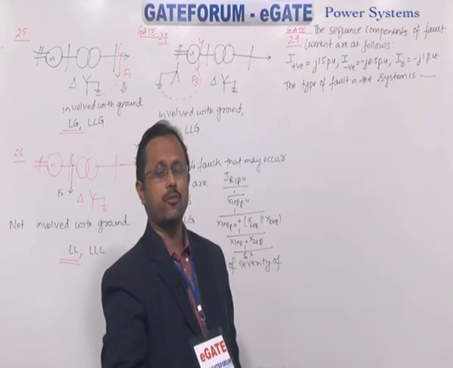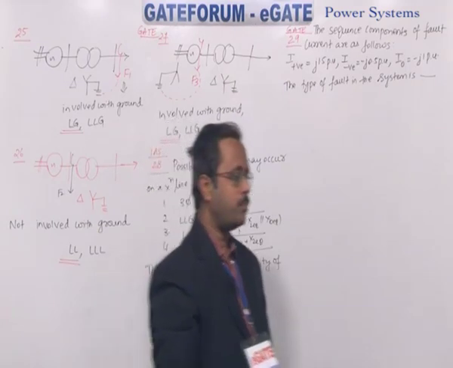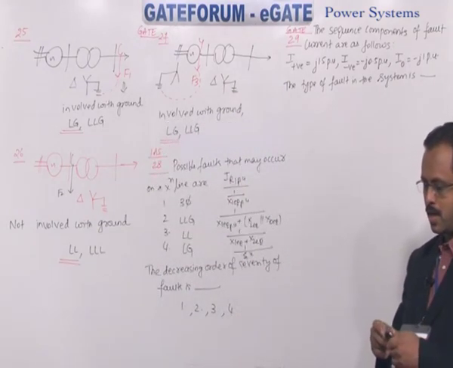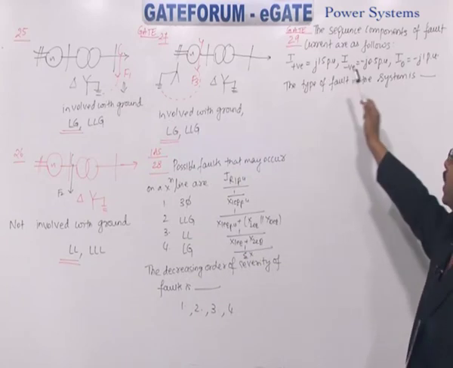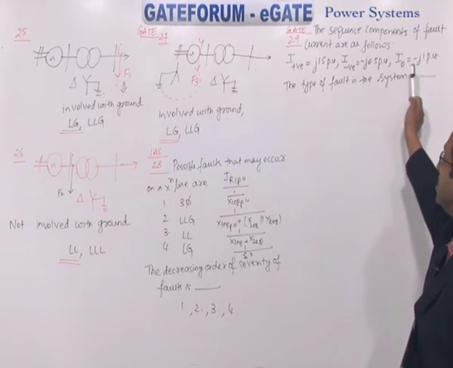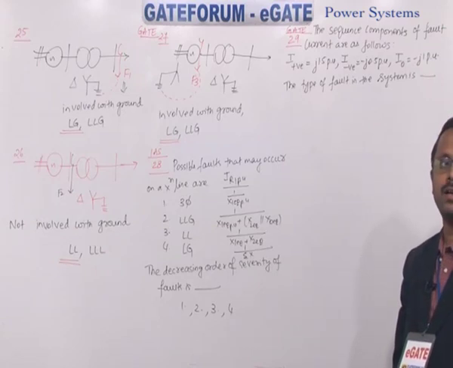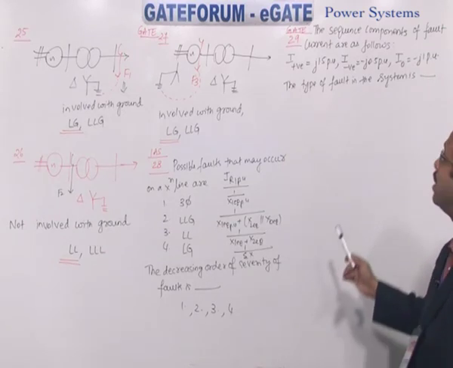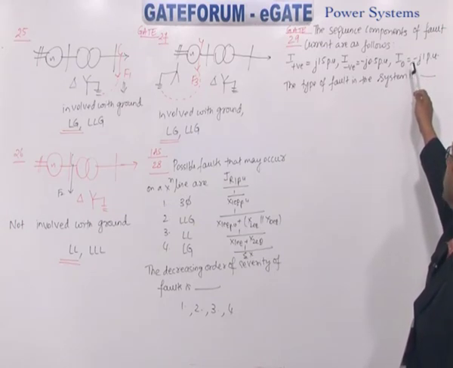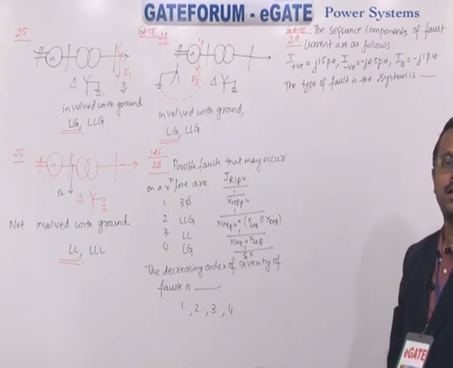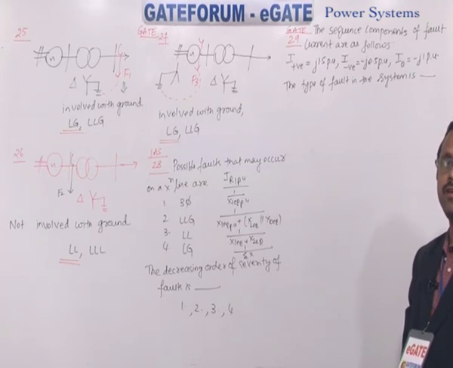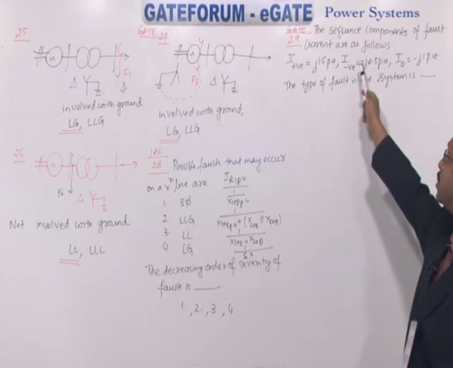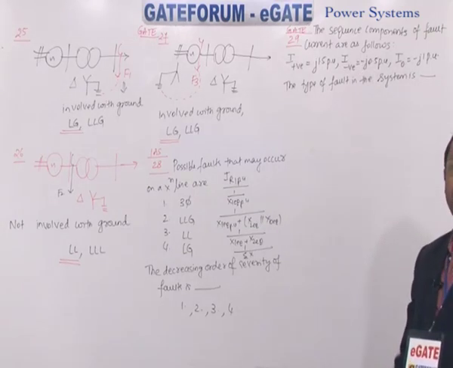We have to evaluate one by one. Can it be LG fault? You know, in LG fault, IR1 equals IR2 equals IR0. So it is not LG fault. Can it be LL fault? In LL fault, IR0 is 0. So it is not LL fault. Can it be triple L fault? In triple L fault, IR0 is 0 and IR2 is 0. So it is not triple L fault.